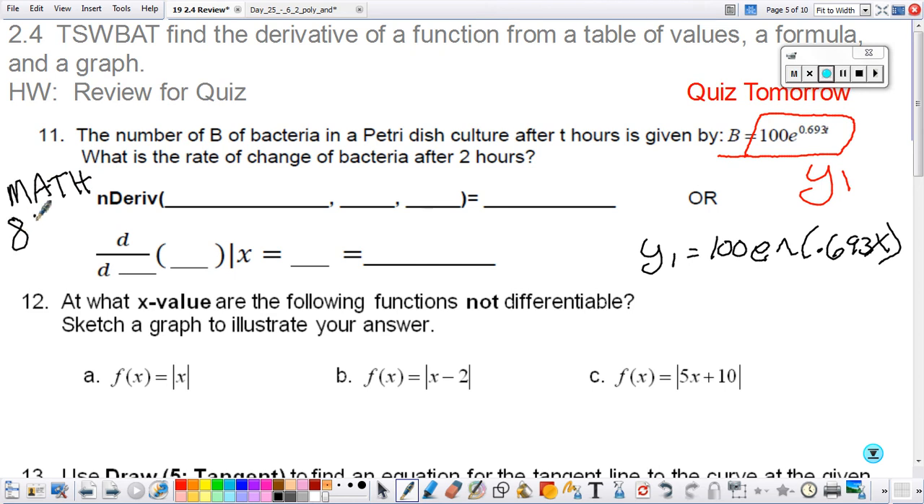So to find the derivative, in the math menu, if you scroll down to choice 8, it's nderiv. Depending on your software, you're going to have the old version like me, or you're going to have the new version that gives you these boxes. And here's what you're going to fill in. If you have the old version, you're going to type y1. You get y1 by pressing the vars button, which is near your arrows.